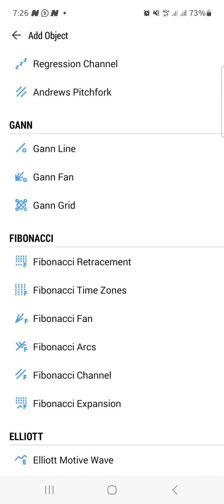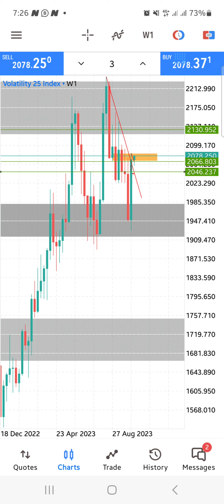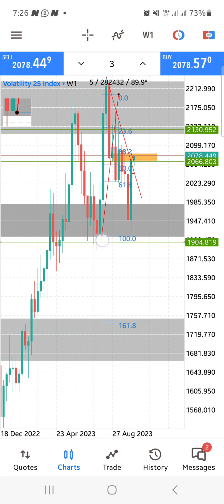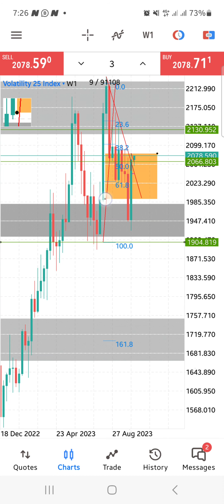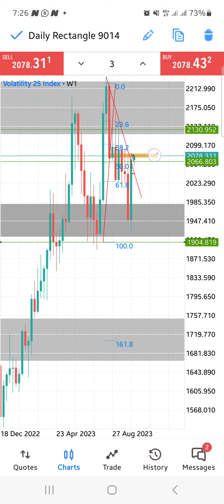Where's my Fibonacci? Based on my painting, I'll be able to just see what I'm gonna draw very well. So I'm trying to get some zone cleaned.